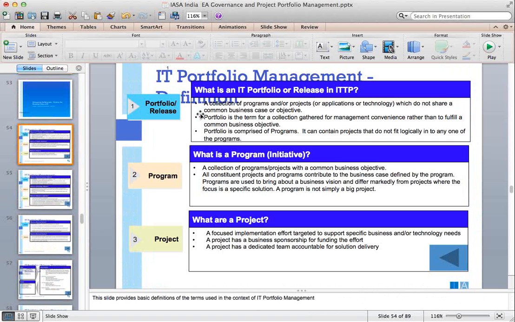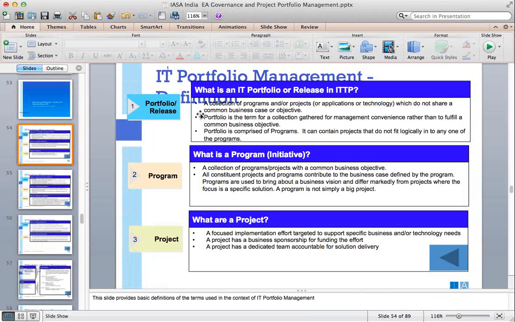And then we look at the program, which is actually with a common business objective. That's the intent of the portfolio, to ensure that a program has a common business objective, and all the projects and programs contribute to the business case defined by the program. So this is a qualifier for a particular project being a part of the program. Otherwise, it can fall either way. So one has to be very clear in defining which business plan this particular project falls into.